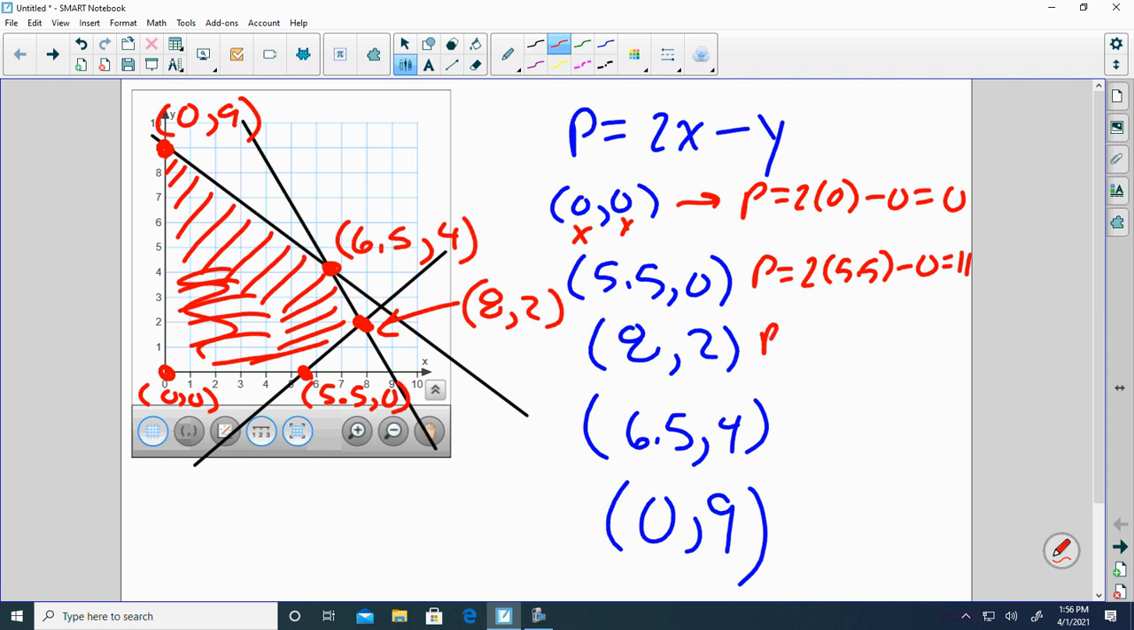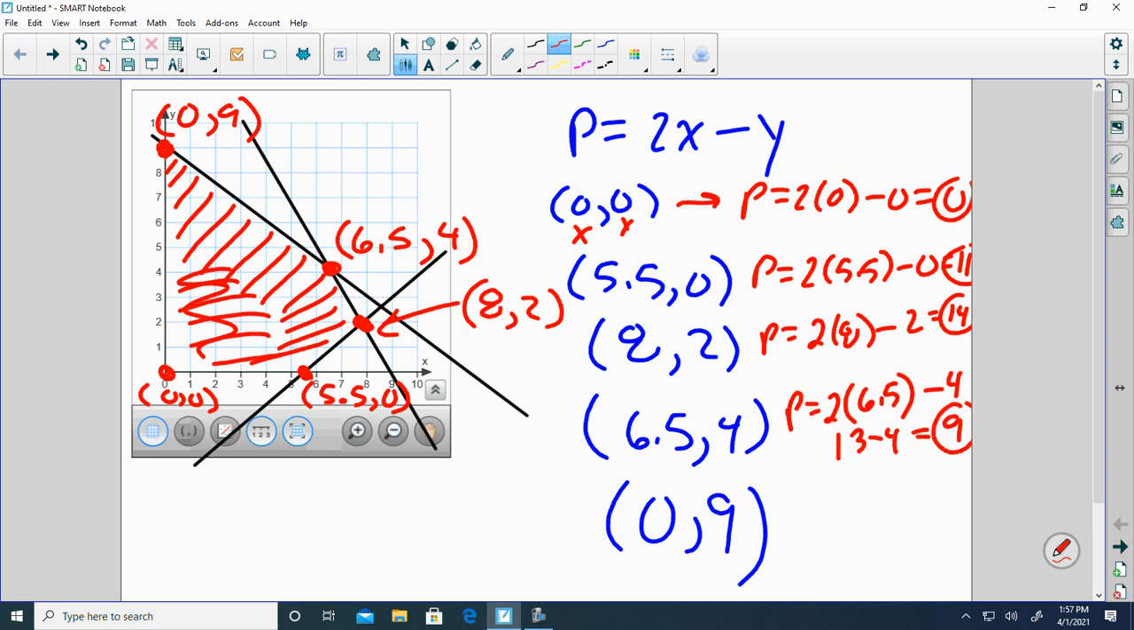I don't know. Then I have this one, profit equals 2 times 8 minus 2. So that's 16 minus 2. So that gives me 14. Well, 14 is a little bit better than 11, which is better than 0. And then we have the 6.5. So profit equals 2 times 6.5 minus 4. That's 13 minus 4. That gives me 9. Oh, we're going the wrong way again. And then this last one, profit equals 2 times 0 minus 9. Oh, now I've made negative profit. It means I'm losing money.